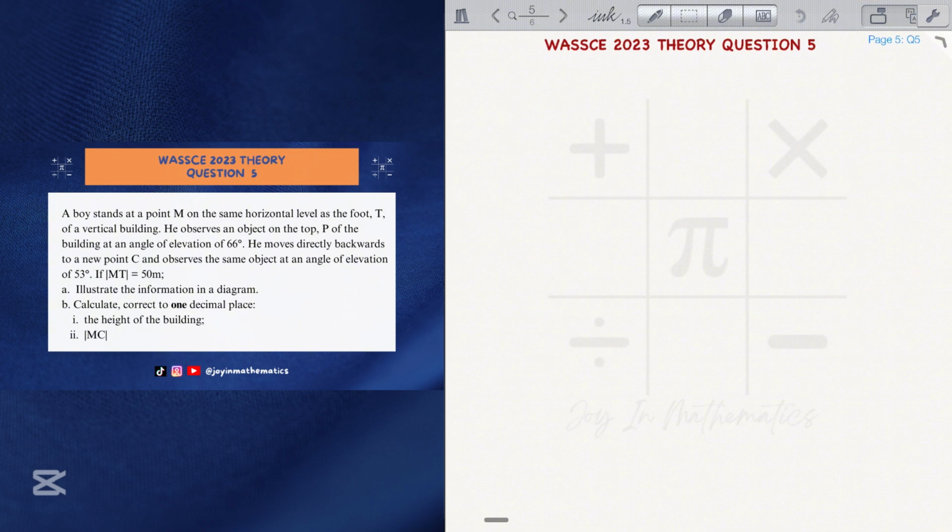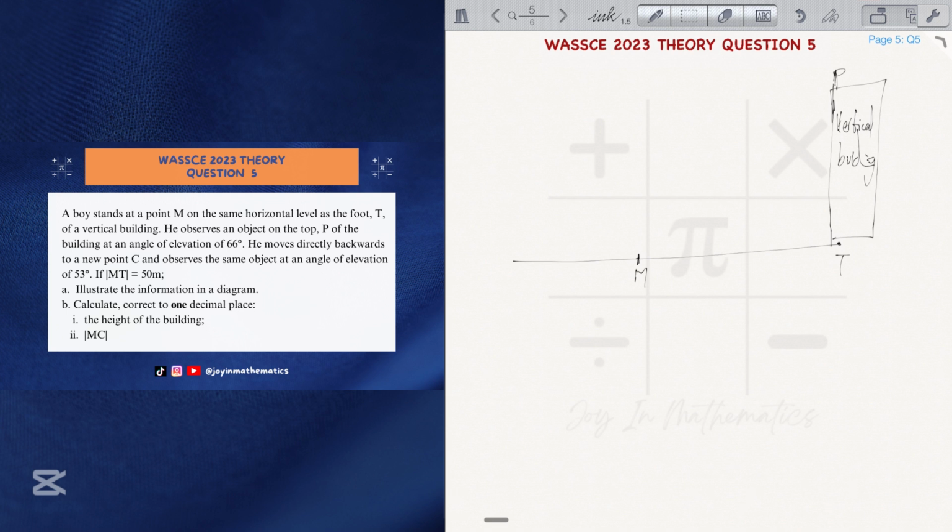Now, he's standing at a horizontal level at point M. So, this is a horizontal level, and let's call it point M. And it's the same horizontal level as the foot T of a vertical building. So if you have a vertical building of this format, I just use a square to represent that, and we'll have a vertical building. Now, the question says he observes an object at the top of the building P.